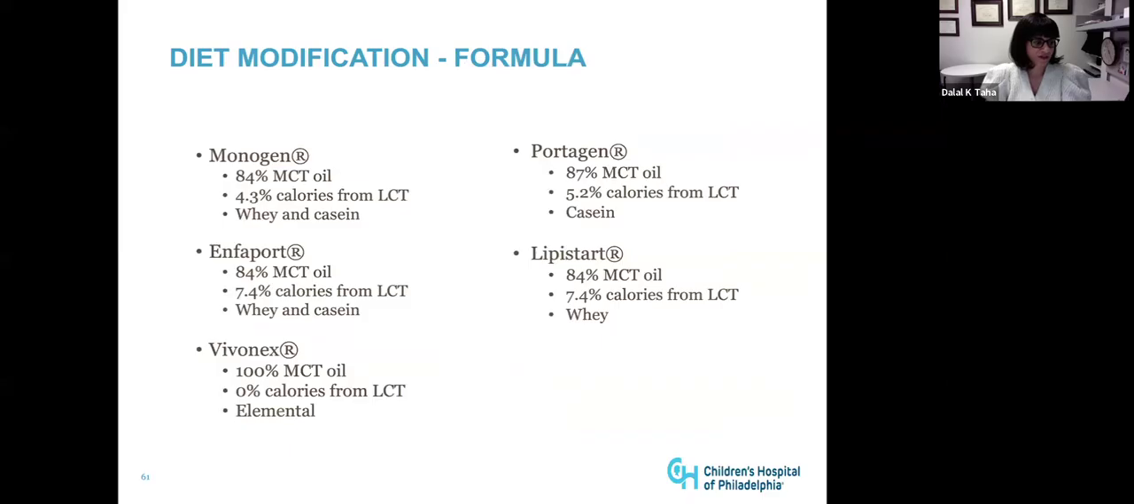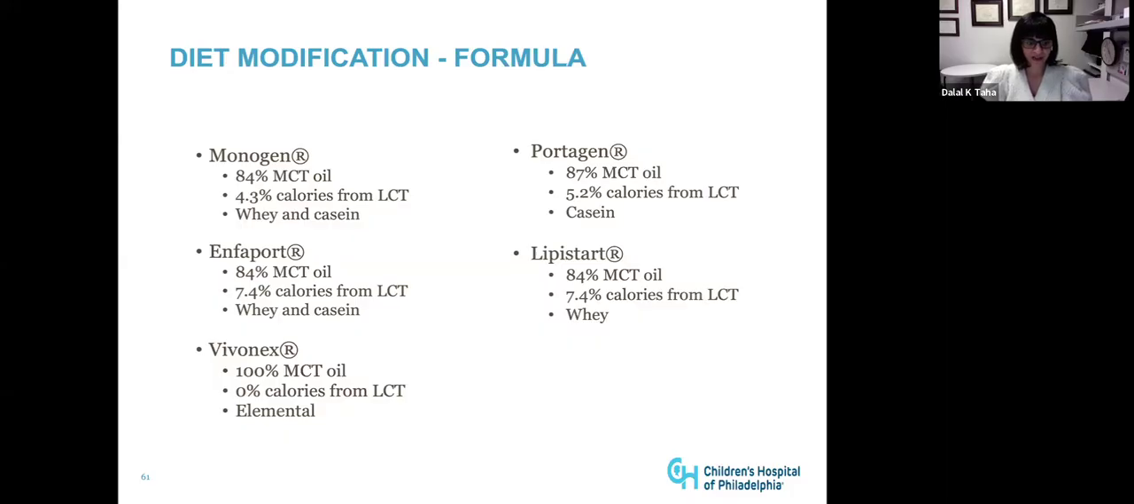Here's an example of some formulas that we've used over the years. These are all high in MCT oil, but they have varying amounts of calories from long chain triglycerides. I tend to recommend Monogen because it's got the lowest portion of calories from long chain triglycerides, and it's made up of an equal amount of whey and casein, so it's pretty well tolerated. A lot of times you'll see Enfaport being used because that's the only FDA approved formula for infants less than a year old.